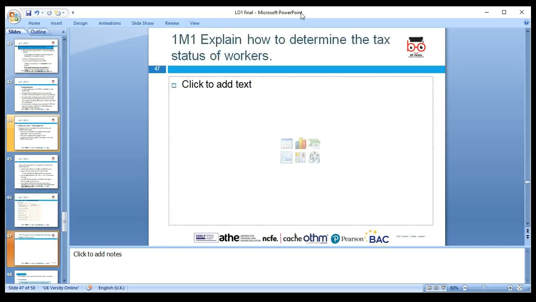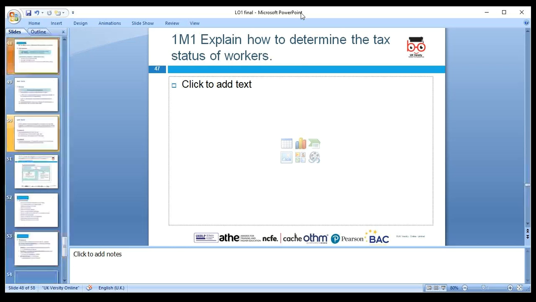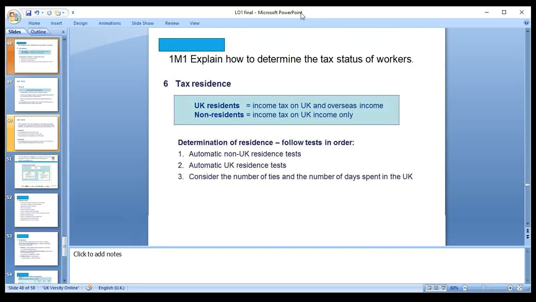Okay, explain how they determine the tax status of the worker. On what basis? Is it resident or not resident? Is there any requirement? What do you think? When residency is cancelled, your benefits stop. How long do you stay abroad? If you're out of the country, the number of days stayed outside. So we need to keep that in mind, because a UK resident pays income tax on UK and overseas income, while a non-resident pays income tax on UK income only. You don't have to pay on overseas income.